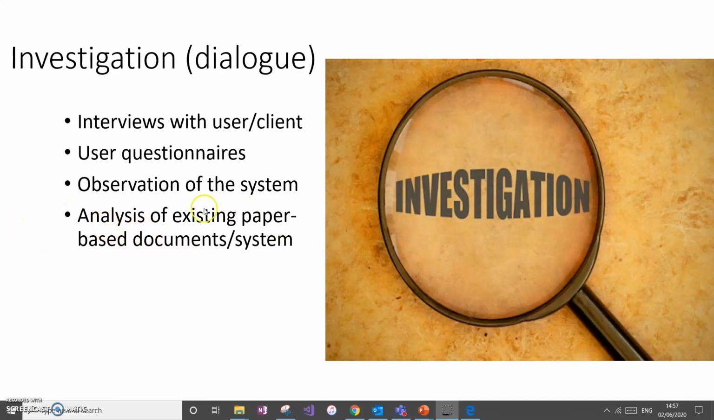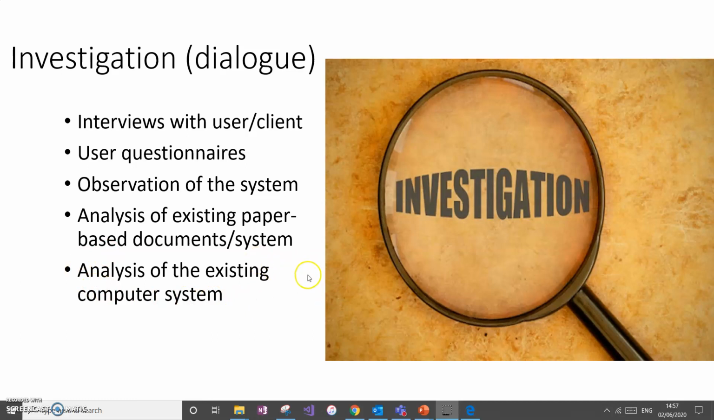You might analyze the existing paper-based documents used in that system, particularly if you're making a digitalized version of that system. Those paper-based documents could be really useful in terms of providing you with the data that your system will need to capture, the format for that data, etc. So analysis of the existing paper documents. Okay, it might be that they have an existing computer system that you're improving, and therefore there might be a detailed analysis of that particular computer system, how it works, the software that's being used, and the problems with that existing computer system.